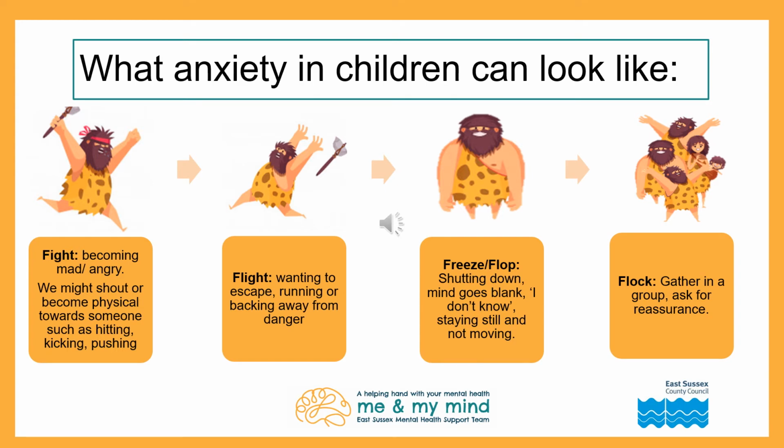Here's how the fight or flight response works. Imagine you're a caveman all those hundreds of thousands of years ago, and one day, whilst you are out hunting, you come face to face with a hungry tiger. The choices you have: you could run as fast as you can. This is flight. You could pick up your club and you could fight with the tiger. This is fight. You could do nothing. This is called freeze or flop. Or you could retreat back to your family and ask for reassurance and support.